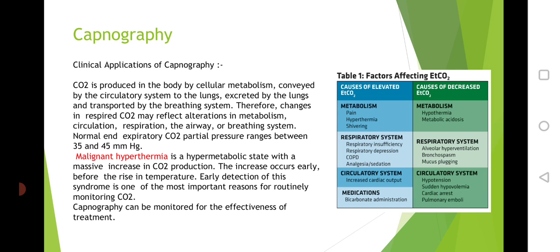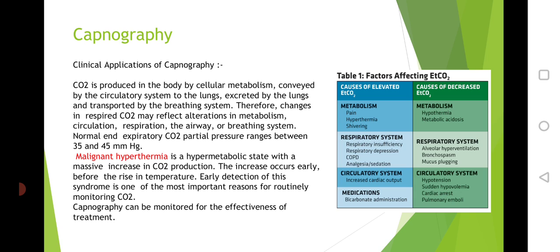Clinical application of capnography. Carbon dioxide is produced in the body by cellular metabolism, conveyed by the circulatory system to the lungs, excreted by the lungs, and transmitted by the breathing system. Therefore, changes in respiratory carbon dioxide may reflect alteration in metabolism, circulation, respiration, the airway, and breathing system. Normal end expiratory carbon dioxide partial pressure ranges between 35 to 45 mmHg.